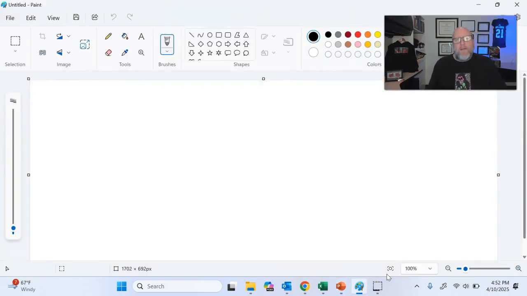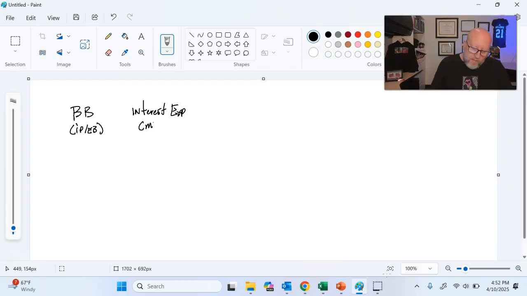Using the effective interest method, the first thing I'm going to need to do is create an amortization table. And an amortization table is going to look like this. I'm going to have a beginning balance, and that is either the issue price of the bond or the ending balance from the previous period. Okay? Then I'm going to have interest expense. And interest expense is always going to be the market rate times the beginning balance.